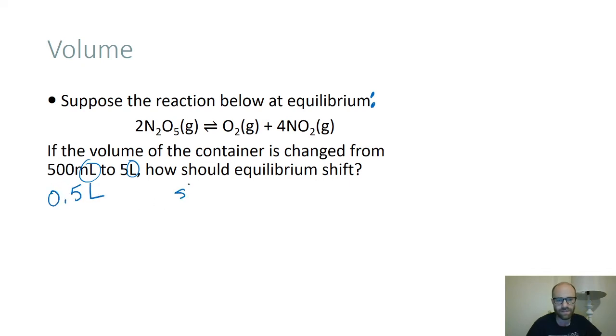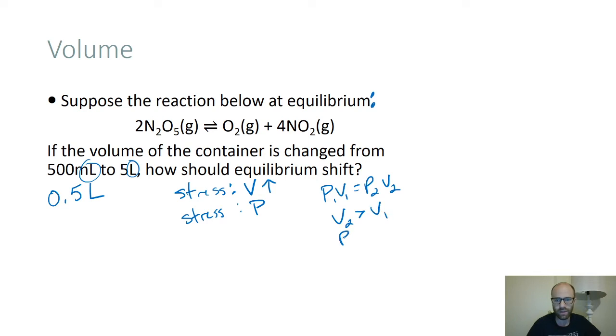So what happens is the stress is that volume increased. Well, what does that do for your equilibrium? There's a couple ways to think about it. I prefer to rewrite that as what happens to the pressure. And we know that P1V1 equals P2V2. So if V2 is greater than V1, we know that P2 is going to be less than P1, so the pressure decreased. Now in this case, I see 2 particles of gas in our reactants and 5 particles of gas in our products, so we're going to add pressure as a product in this case.